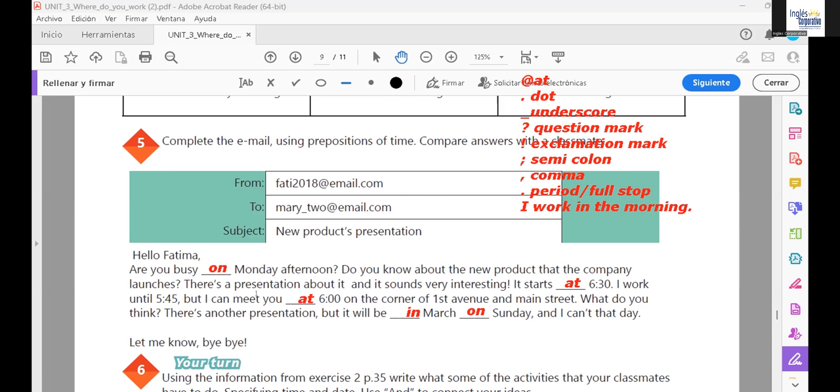Okay, me puedo reunir contigo. Can meet you at 6 on the corner of First Avenue, en la esquina de la primera avenida, en Main Street. Okay. What do you think? ¿Qué opinas? There's another presentation, but it will be in March on Sunday. Hay otra presentación, pero será cuando? Marzo. El domingo, right? And I can't that day. No puedo ese día. Okay, so you have to go with me, right? So let me know. Bye bye. Avísame.